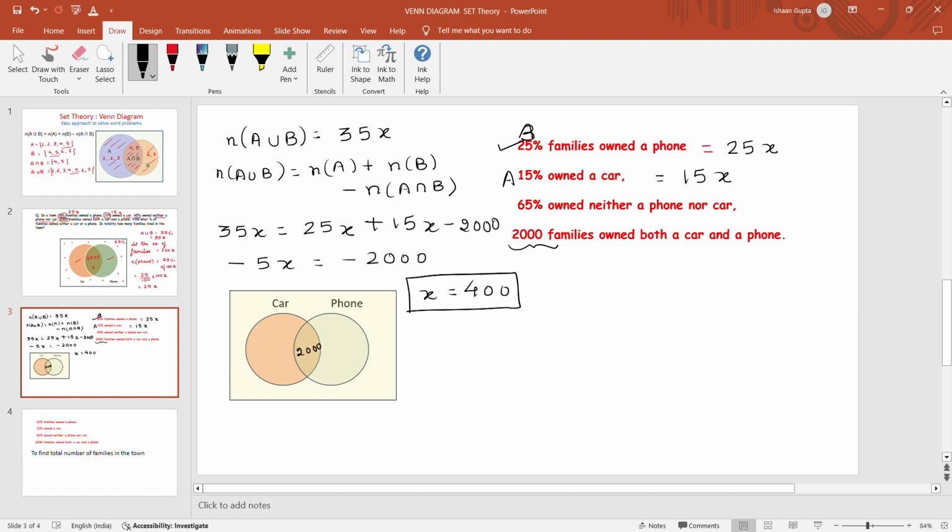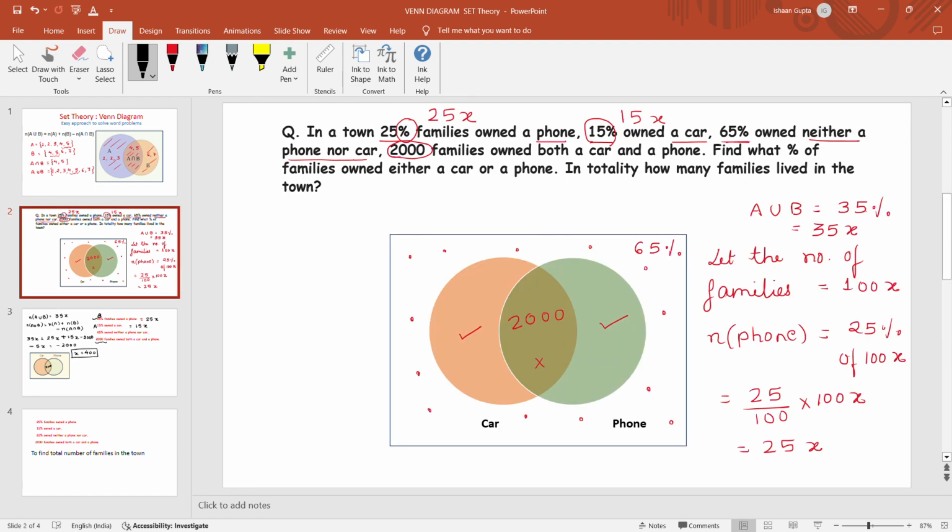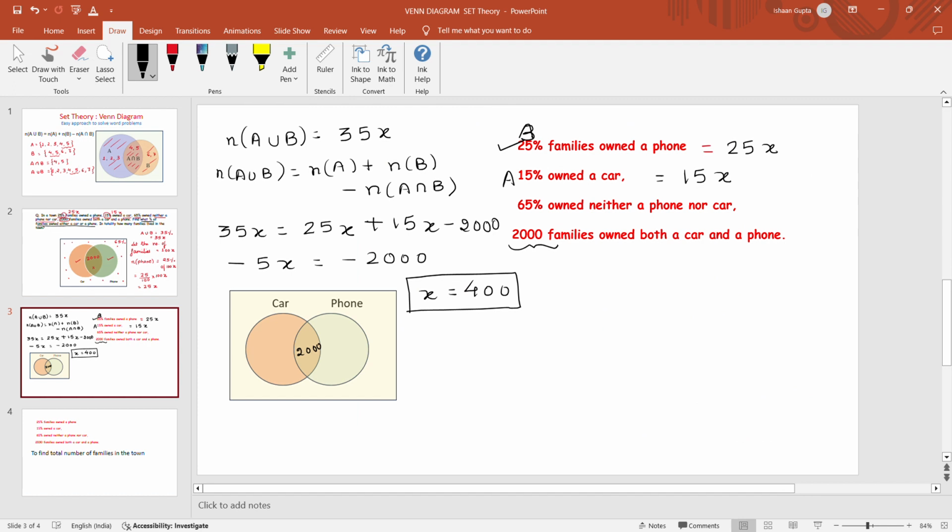So first of all, you can see this x comes to be 400. Now the total percentage of families which is required in the question, let me have a look at the question once again. In totality, how many families lived in the town? Plus what percentage of families owned either a car or a phone? So either a car or a phone: 35% owned either a car or a phone. And second part, the total number of families. Total number of families is 100x, if you remember, we had taken in the beginning, that means 100 into 400.